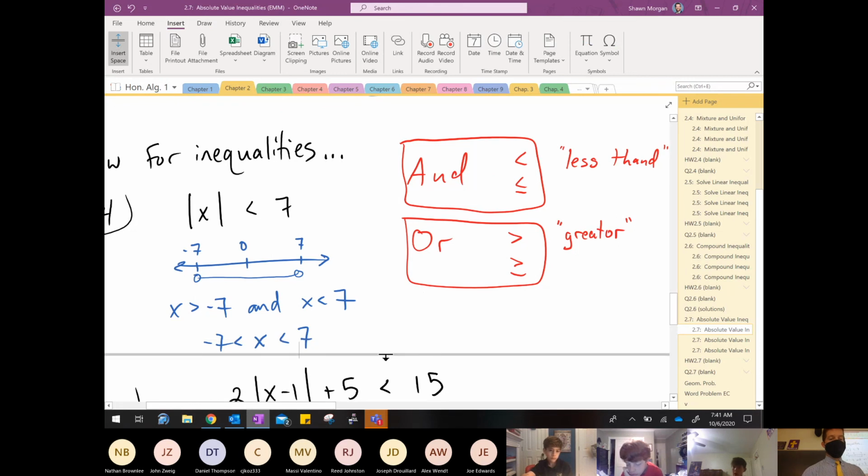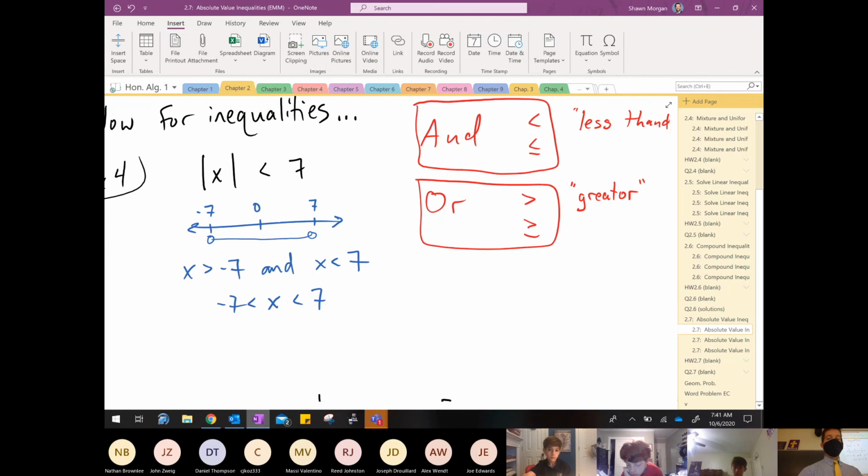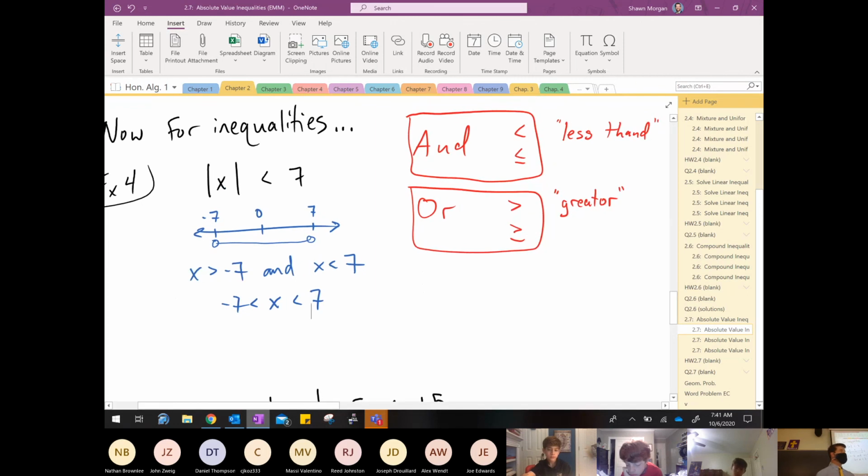Now, I feel like y'all probably feel like I have crammed all of this in on you. Trust me, when we come back from fall break, we're going to slow it down and take our time. But I do want to make sure you guys understand absolute value inequalities. If you keep a step-by-step process in mind and keep in mind which word we're using, you're going to be straight.